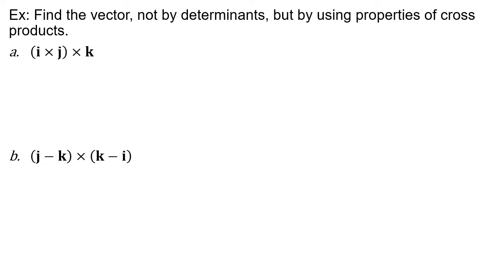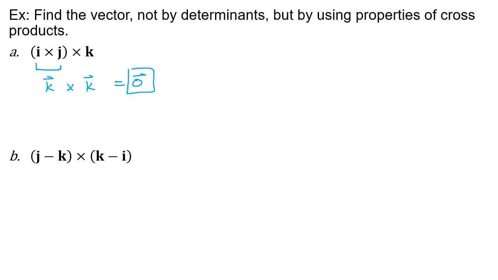So let's try to find the vector not by doing the determinants, but by using the properties from the previous page. So i cross j cross k. That one's a fairly easy one. One of your properties on the previous page says that i cross j is k. And if you cross any vector with itself, you get the 0 vector. And so if you did i cross j cross k, you end up with the 0 vector. That one's a fairly easy one to do. The next one, not quite as easy.